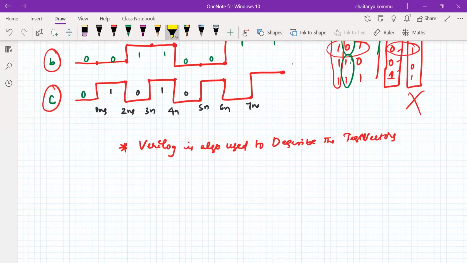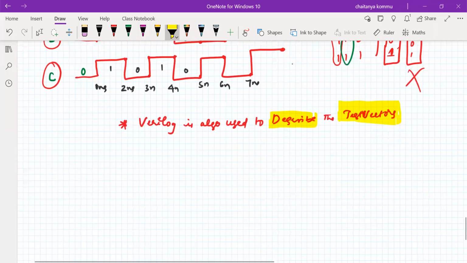A very important point: so far we have seen that Verilog is used for the description of circuits, but it is also used for the description of test vectors. Now, how do we do this? Let us write it now.